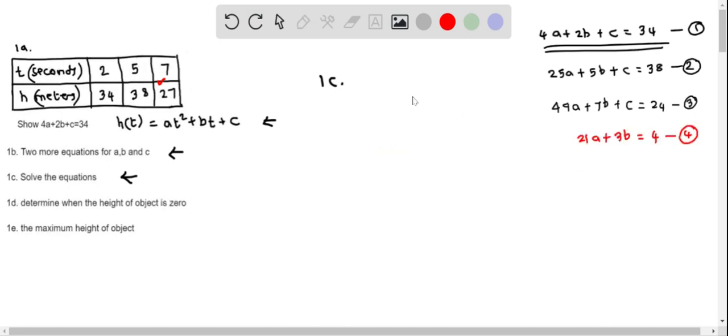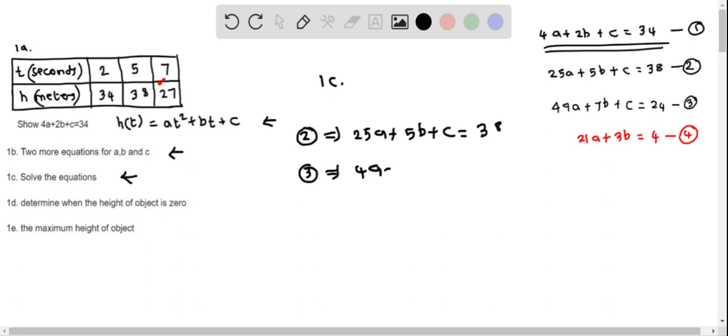Now I use equations 2 and 3 and eliminate the c from these two equations. So let me copy equation number 2. Equation number 2 is 25a plus 5b plus c equals 38. And equation number 3 is 49a plus 7b plus c equals 24.